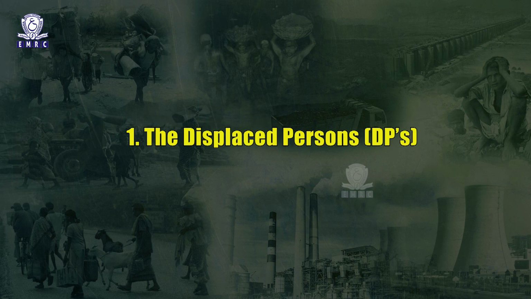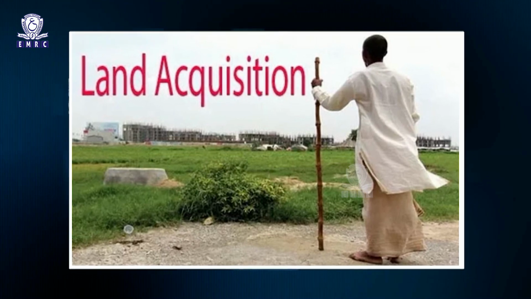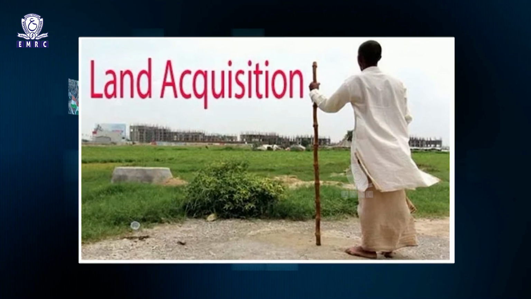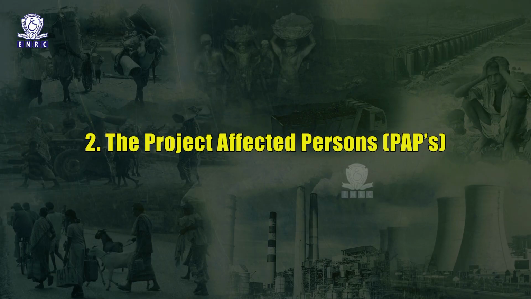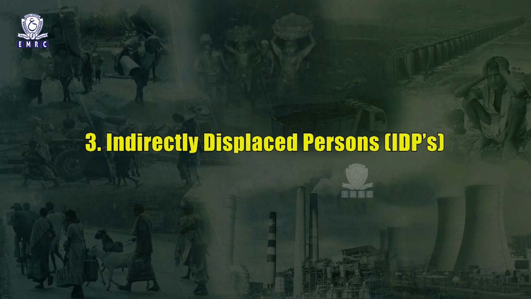Firstly, the displaced persons are those who are forced to flee or move out of their land when the development projects require acquisition of their homesteads. Secondly, the project affected persons are those who sacrifice their livelihood fully or partially without being displaced. In some cases, their individual land is acquired, and in others, the loss of common property resources like forests and fishing grounds affects their livelihoods. Thirdly, the indirectly displaced persons.